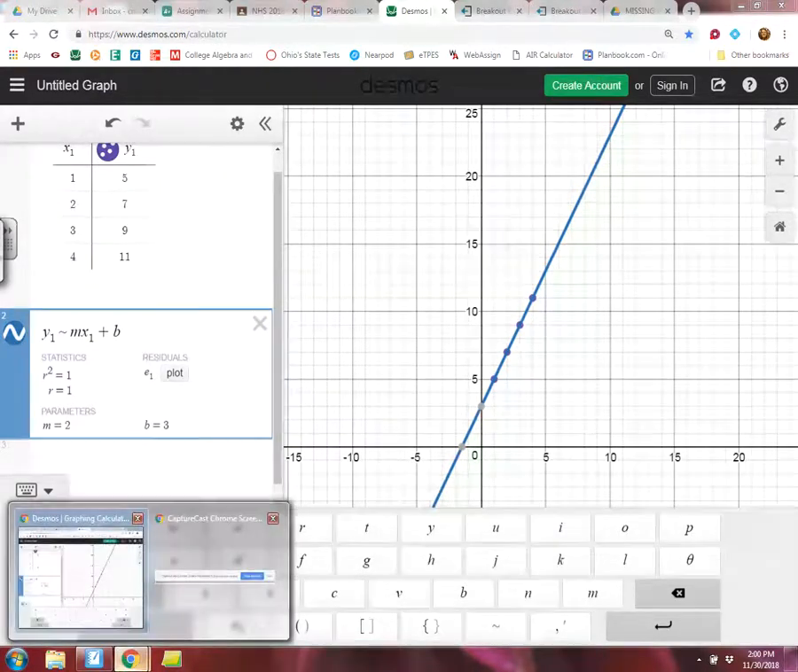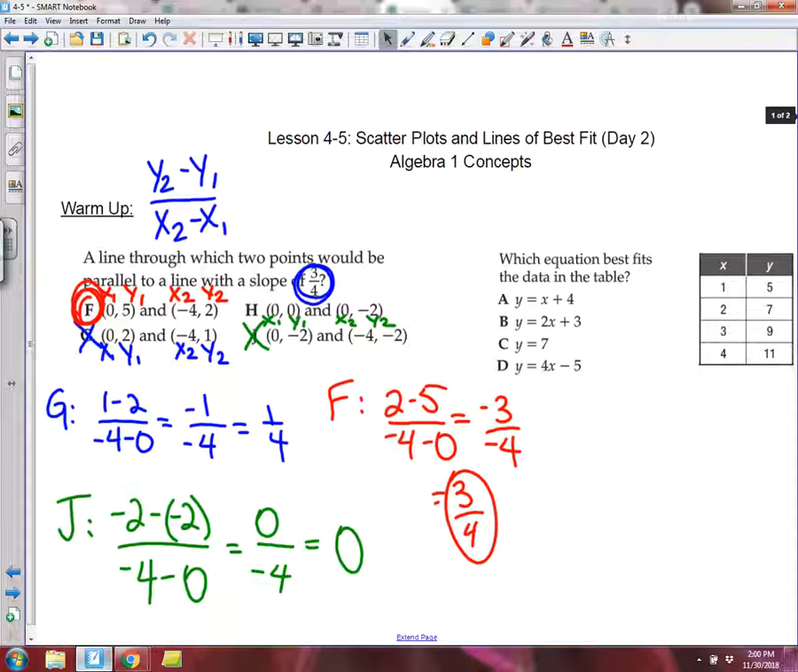Okay, so again, I ask you, what's my slope? My slope is 2 and my y-intercept is 3. So which answer did you choose? B should be the proper answer. Isn't Desmos amazing? It's great. Any questions for me? Yeah, it's amazing. I love it.